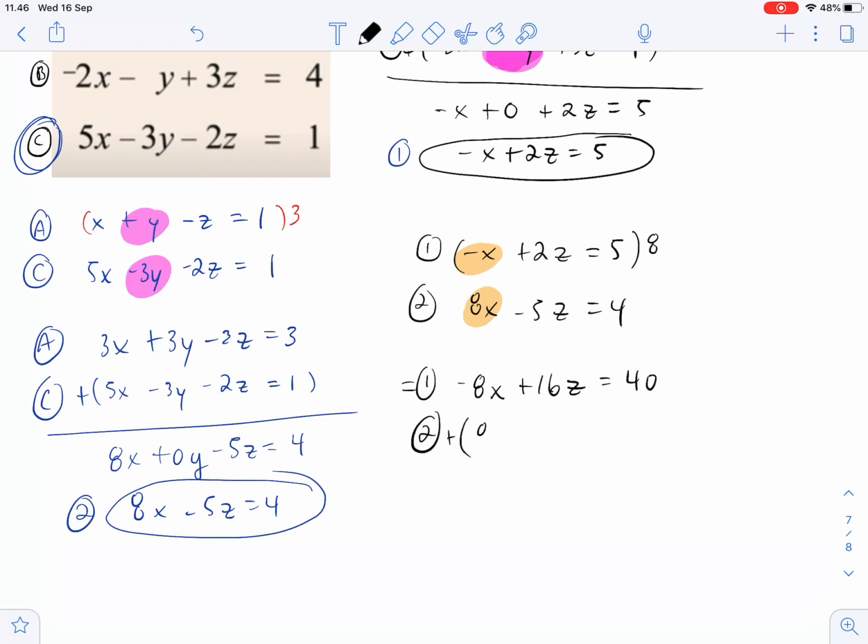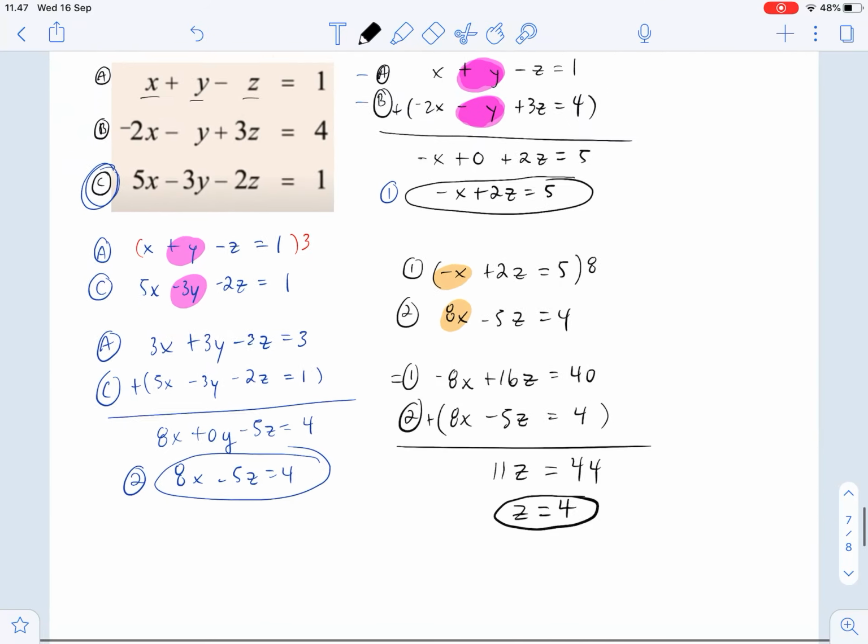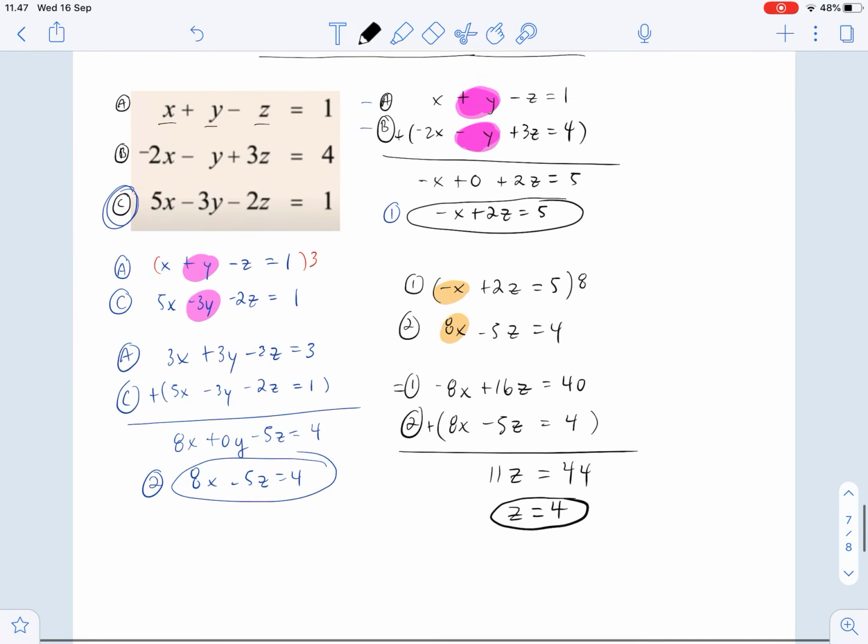And equation 2, which I'm going to add, is 8x minus 5z equals 4. You'll notice here that my x's cancel out, and I'm left with 11z is equal to 44. So z is going to be equal to 4. Great, and we have one of the variables here: z is equal to 4.